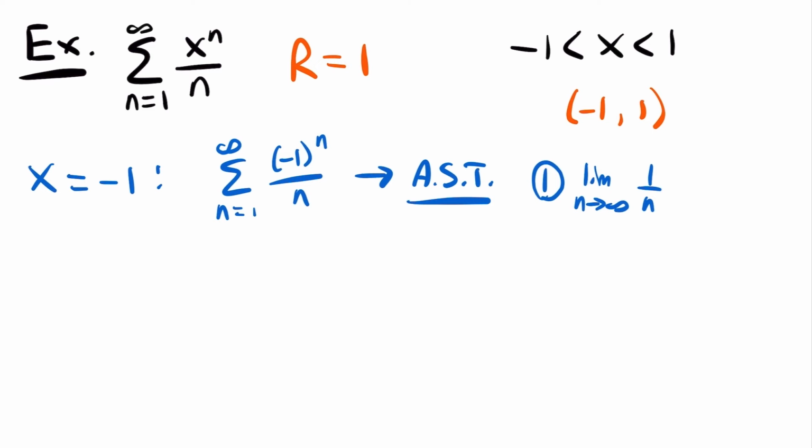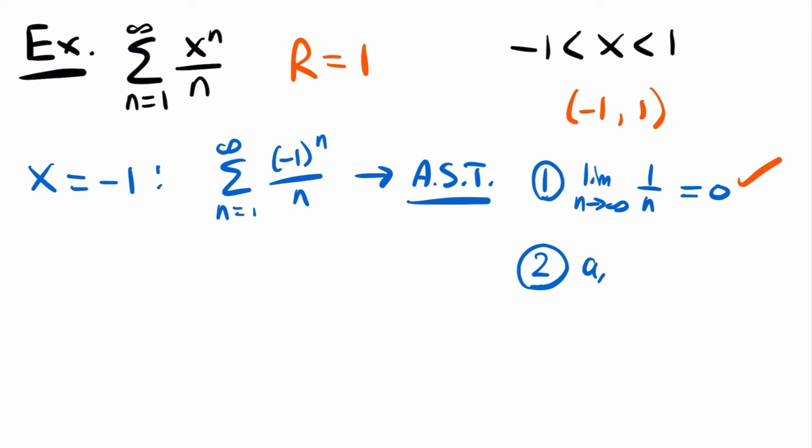All right, now the limit as n approaches infinity of 1 divided by n is going to be 0 because 1 divided by infinity is 0. And so that checks out. Our first requirement is met for the alternating series test. And so then we can check our second requirement, which is that this sequence needs to be a decreasing sequence.